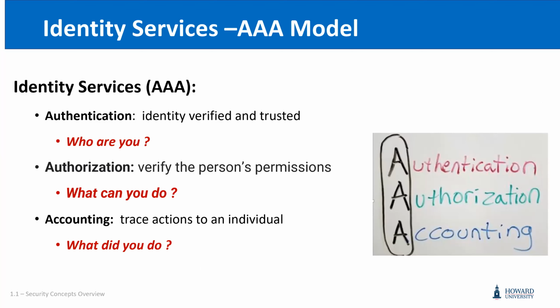Authorization is the second question. What can you do? What are you authorized to do? And then finally, accounting is what did you do? We need to keep logs, tracking tables of audit records, and so on. When somebody got in and they altered the data, we need an audit record of who altered the data. So this is AAA. We might give you scenarios. You need to know which of the elements of AAA is in play.